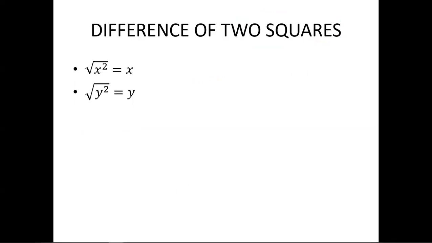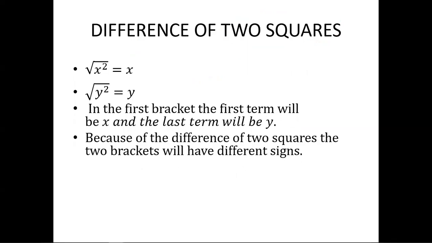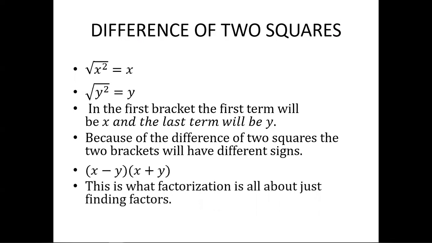The first term in each bracket will have x, and the last term in each bracket will have y. So you're going to have two brackets, but because we are dealing with the difference of two squares, the brackets will have different signs. In the first bracket, it doesn't matter whether you start with plus or minus. I will start with x minus y, close the bracket, open the bracket, x plus y, and close the bracket, and those will be my factors. This is what factorization is all about. It's just about finding factors.